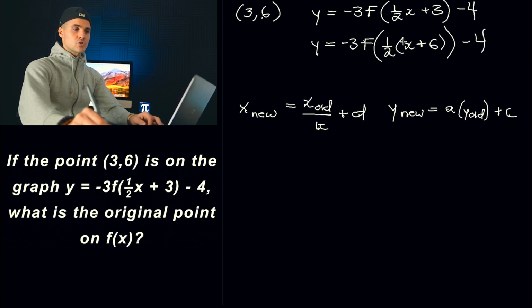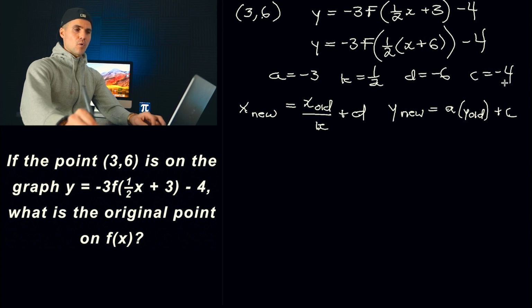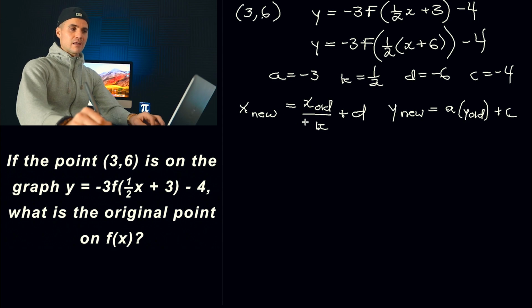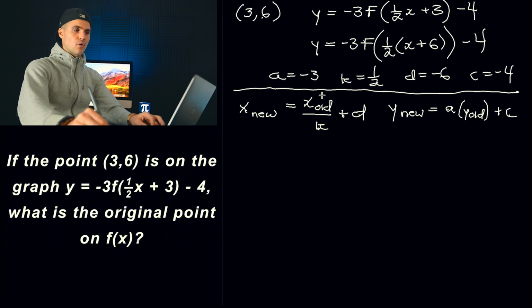Right, so if I redistributed the 1/2 inside the bracket, 1/2 times x is 1/2 x, 1/2 times 6 gives us that 3. All right, so we got to factor out that k value. And now, notice from here, we can get our transformation values. The a value is -3. The k value is 1/2. The d value is -6. Remember, it's always the opposite sign. The c value is -4.